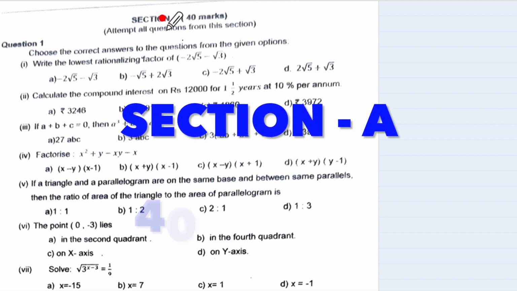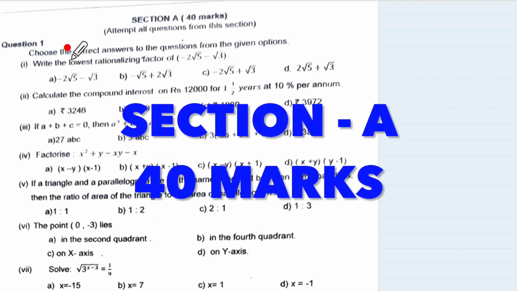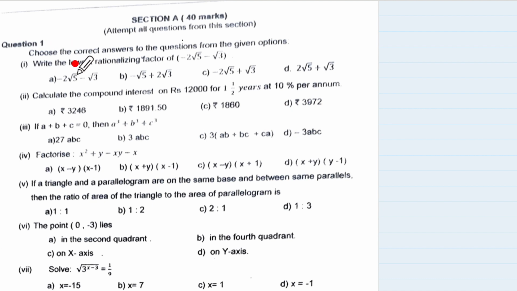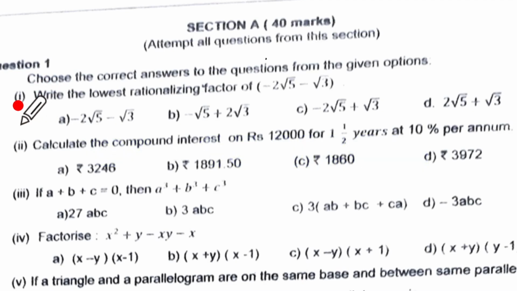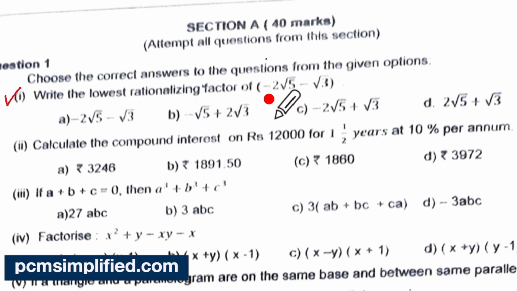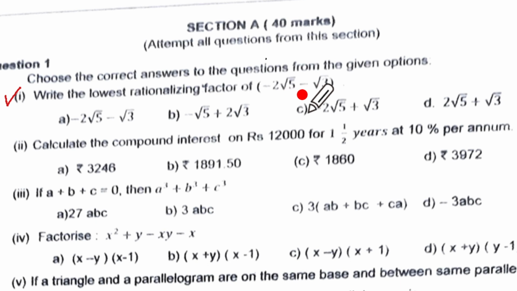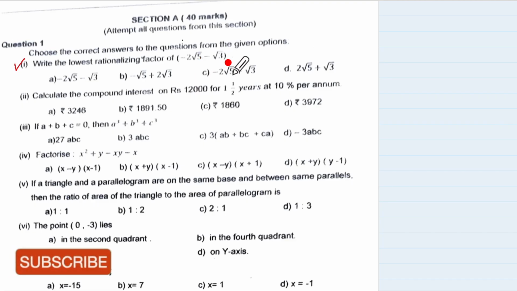Now, as you know, section A is of 40 marks and it consists of question 1, which will have 15 MCQs. Now let us look at the first MCQ. The lowest rationalizing factor of minus 2 root 5 minus root 3. Since both of these numbers are negative, you keep wondering what it could be.